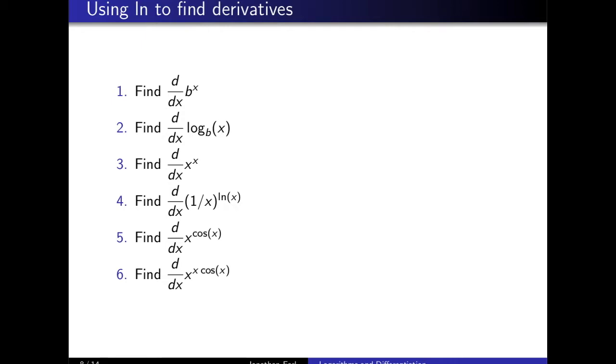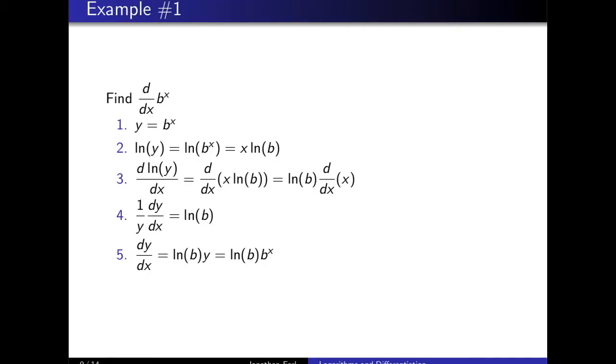Okay, so let's go and do a few more examples. We'll do a couple of different looking things with exponents. So we'll first go and find the derivative of b to the x, where b is going to be some constant.